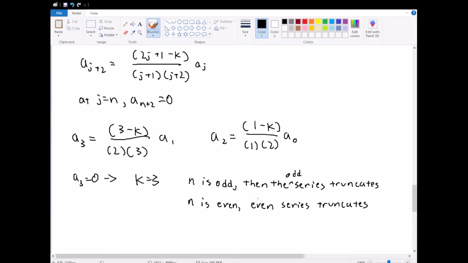Remember, n is the terminating number after which all of the successive terms are 0. If n is an even number, then the even series gets truncated perfectly fine, but the odd series gets left alone. So a1 has to equal 0, so that a3 equals 0, so that a5 equals 0.